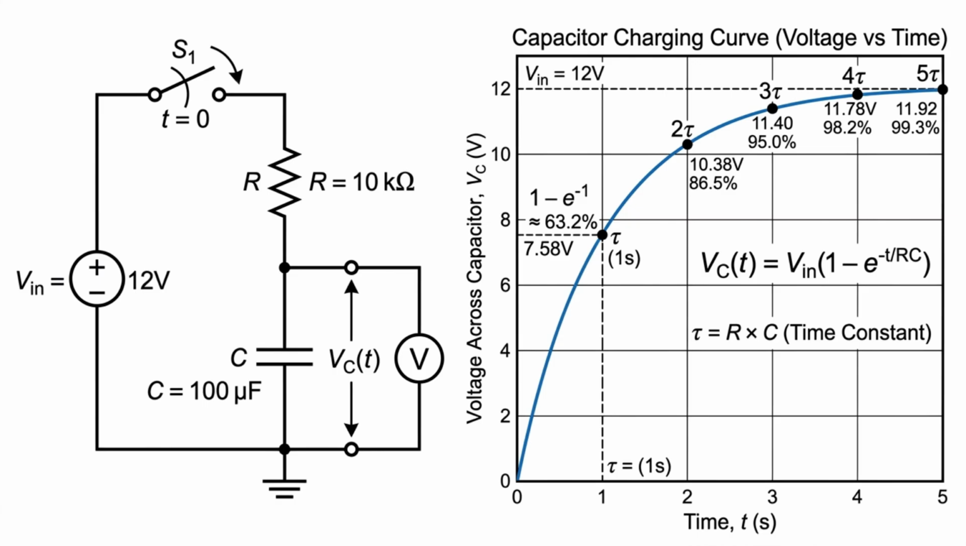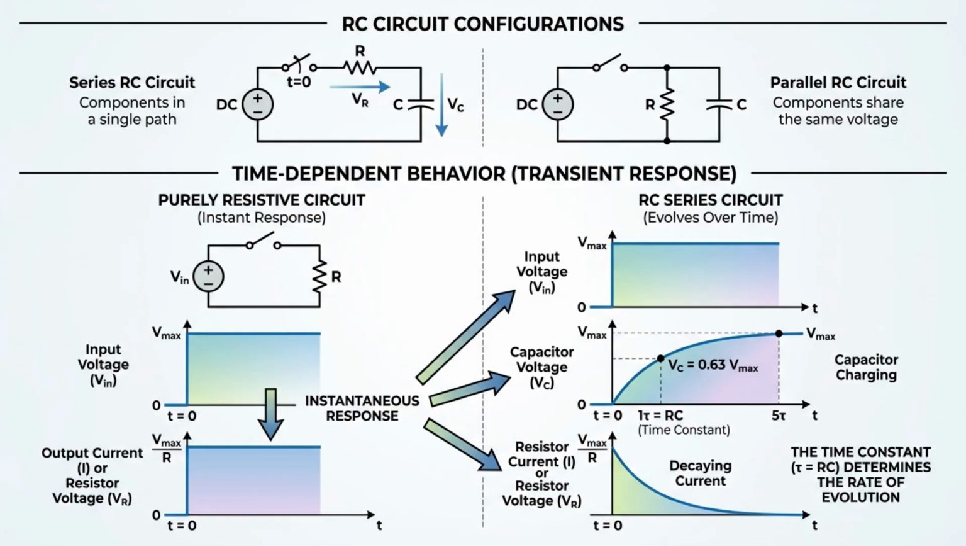In real circuits, voltage and current do not always change instantly. When a resistor and capacitor are combined, the circuit begins to respond over time instead of immediately. In this lesson, we will learn RC circuits and how they create fundamental time-dependent behavior used in almost every electronic and RF system. An RC circuit is an electrical network composed of a resistor and a capacitor connected together, typically in series or parallel configuration.